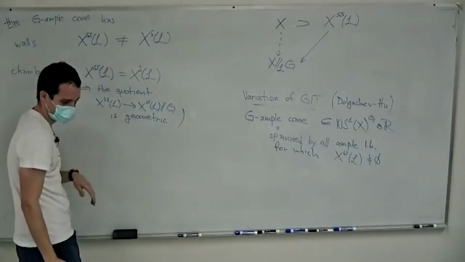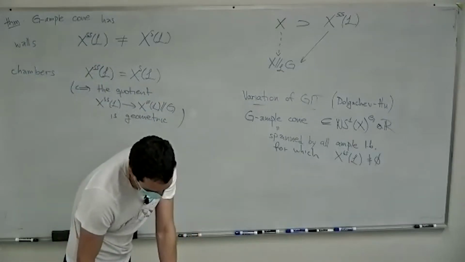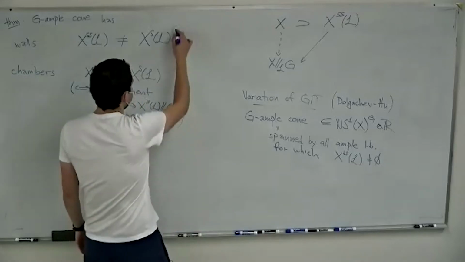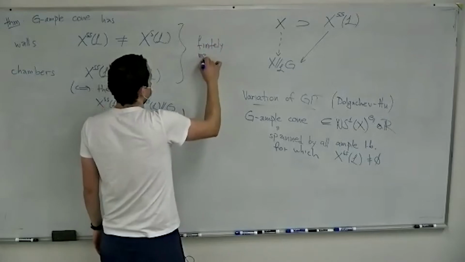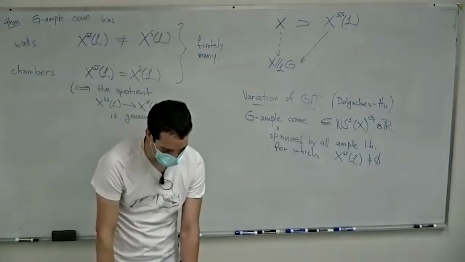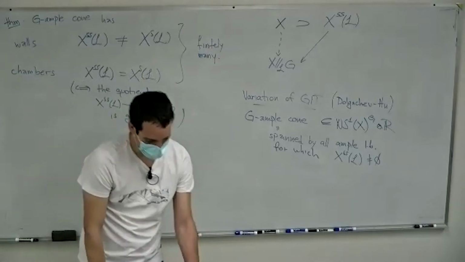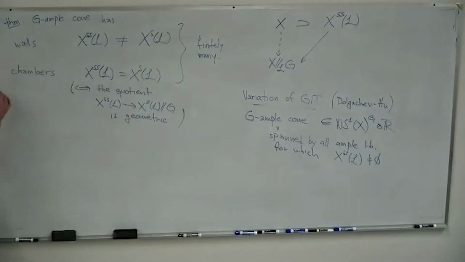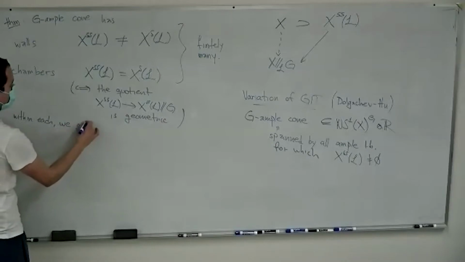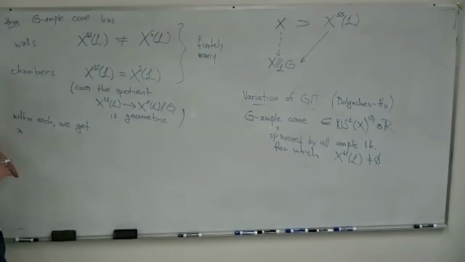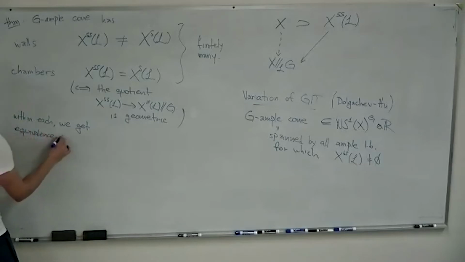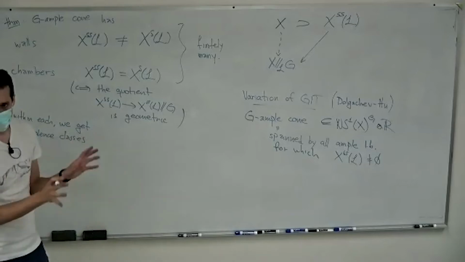So the picture is, well, part of the theorem is also saying that you have finitely many of these, which is not trivial. Within each wall and within each chamber we get the same equivalence classes, meaning GIT equivalence classes, a bunch of line bundles that would have given you the same quotient. So the picture is sort of like this.